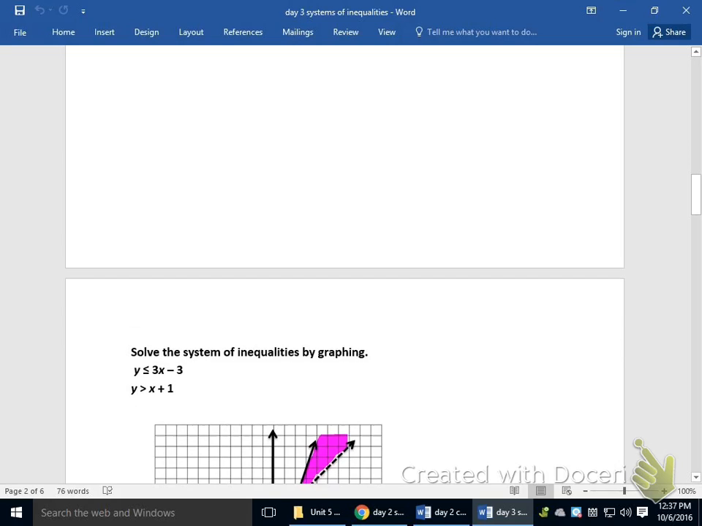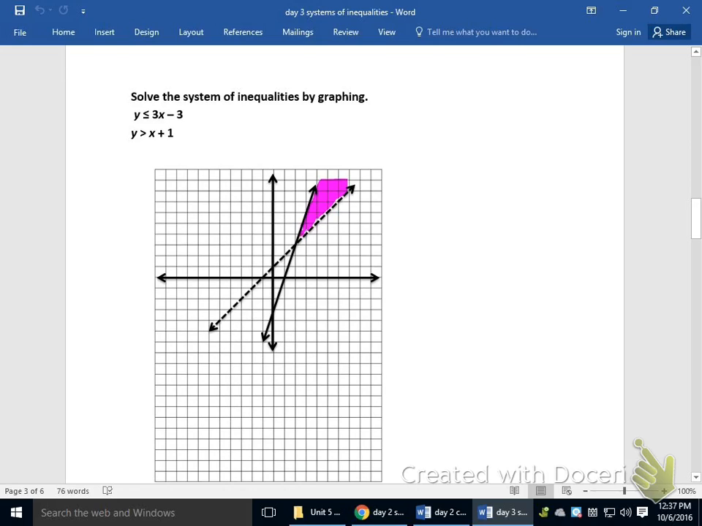And what you should have gotten is this answer right here, that this would be your solution set. Making sure that I have the correct boundary dashed. This boundary is the x plus 1. That was dashed. The first one, 3x minus 3, that one was solid. And then you have your feasible region in the top corner right here, due to it needing to be under the solid line, but above the dashed line. And that's my region.